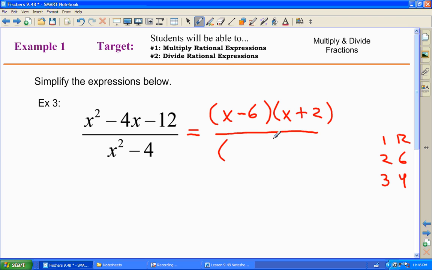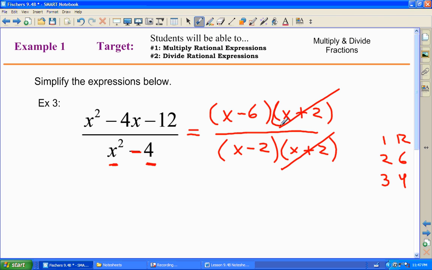Now the bottom factors as well. When you have two perfect squares, right? 4 is a perfect square of 2, and there's a negative sign in the middle. It's x minus 2, x plus 2. And this is how these problems often work out. You've got to look for patterns because they're looking for you to be able to cancel something.